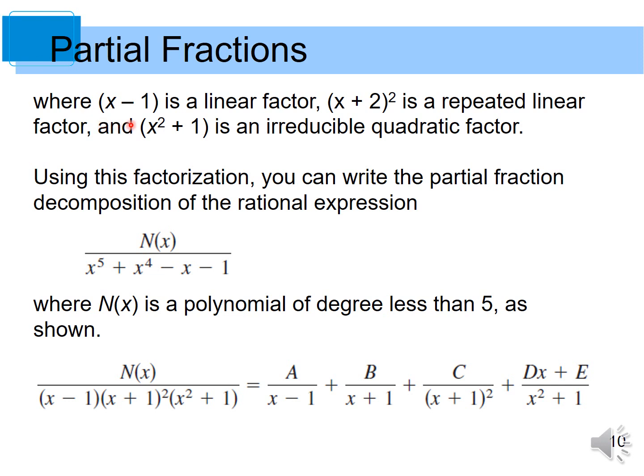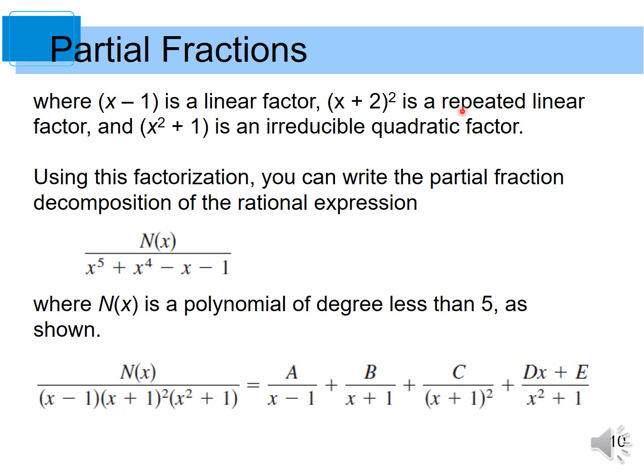For the first factor, x minus 1 is a linear factor. And for the second factor, x plus 1 squared is a repeated linear factor. Look at the x plus 1. x plus 1 is linear. It's a linear function because the order of x is 1. So that's why it's a linear factor.